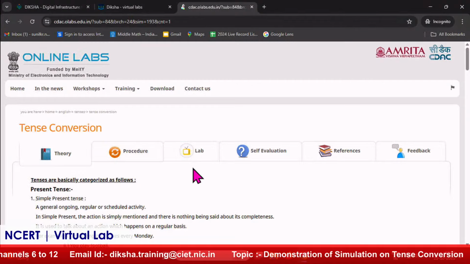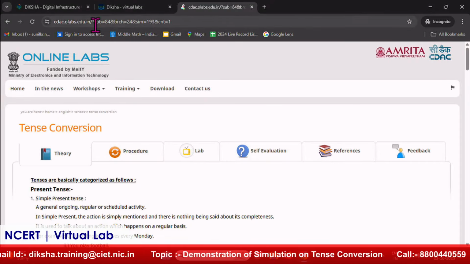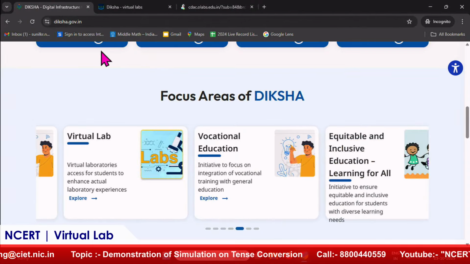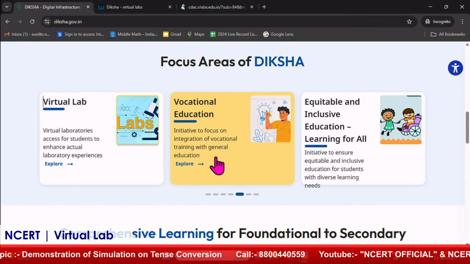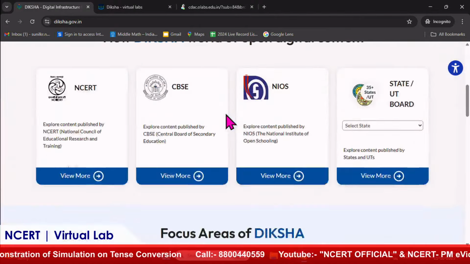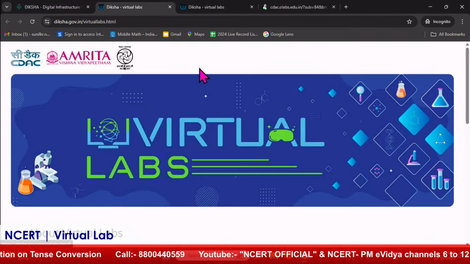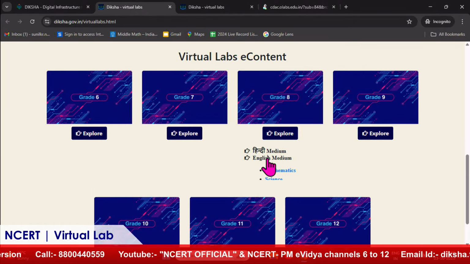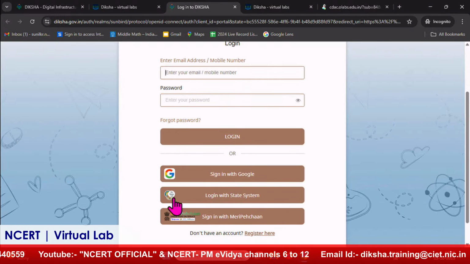Right. So, today we are going to look at how to convert from one tense to another. And first, these are the steps. You go to diksha.gov.in, and then you go to focus areas of Diksha, which is slightly below this, and then go on the 4th tab over here, which will be virtual lab. And then we are today dealing with class 8 and English, and there it comes.